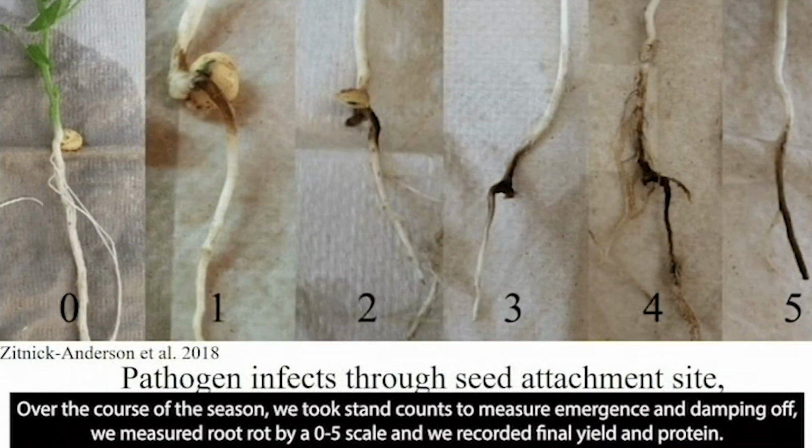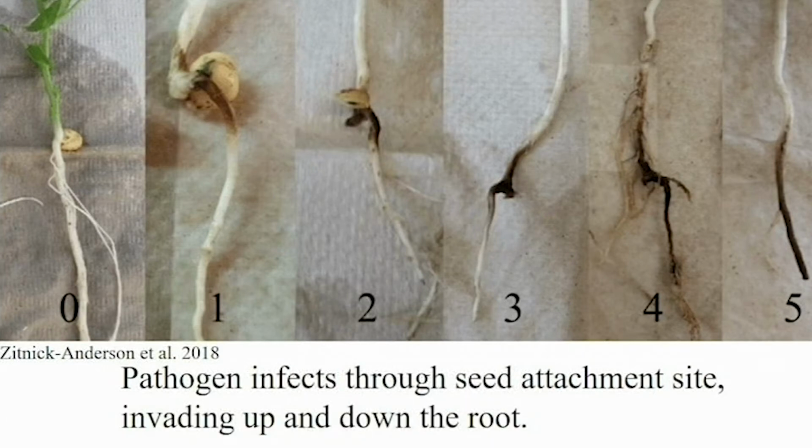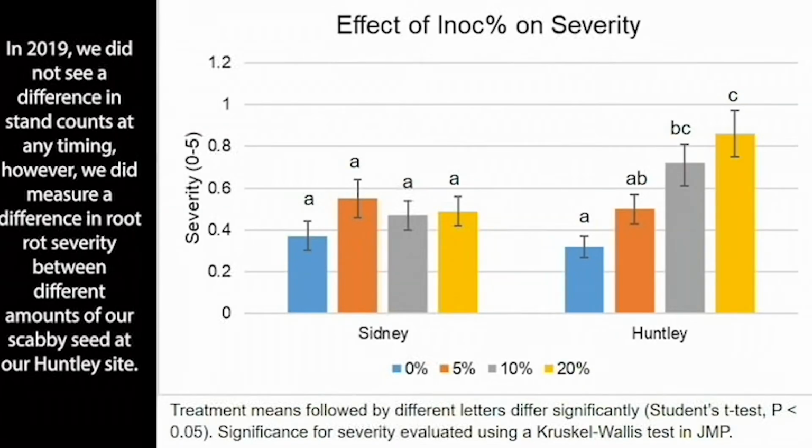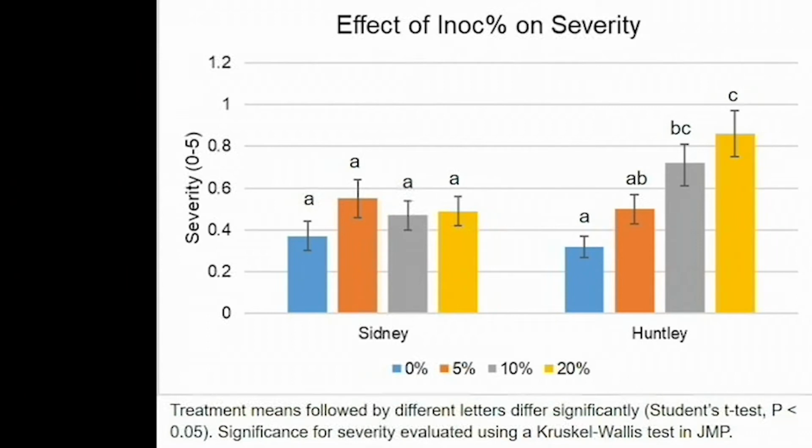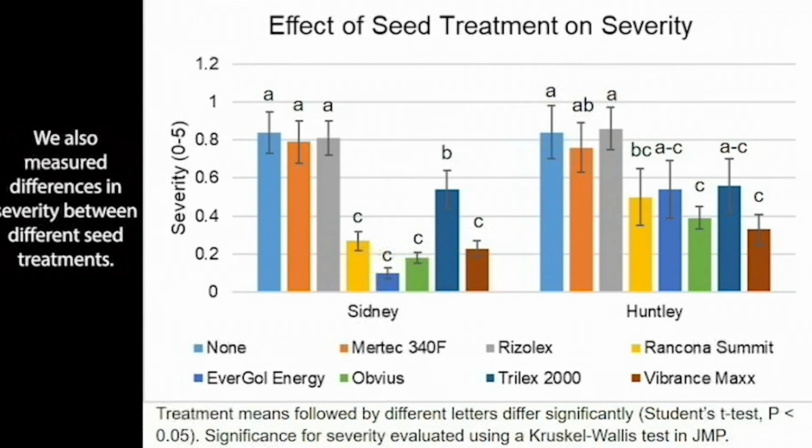Over the course of this season, we took stand counts to measure emergence and damping off. We measured root rot by a scale of 0 to 5, and we recorded final yield and protein. In 2019, we did not see a difference in stand counts at any timing. However, we did measure a difference in root rot severity between different amounts of our scabby seed at our Huntley site. We also measured differences in severity between different seed treatments.